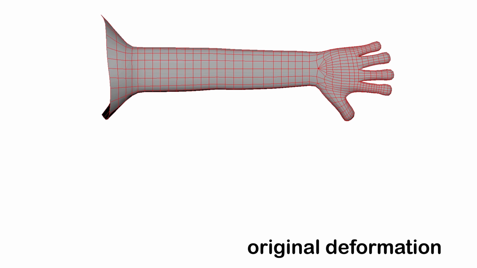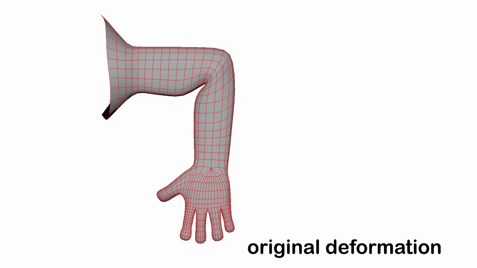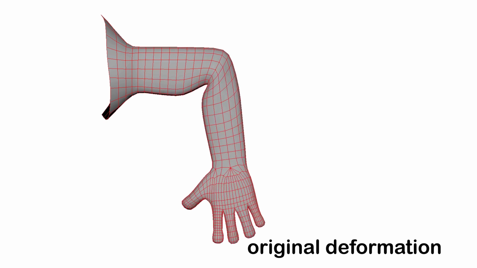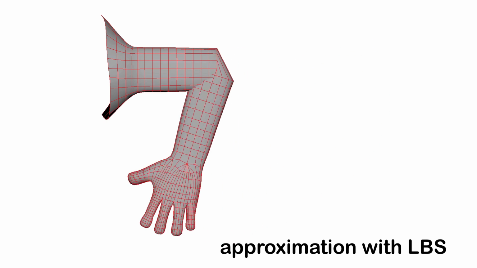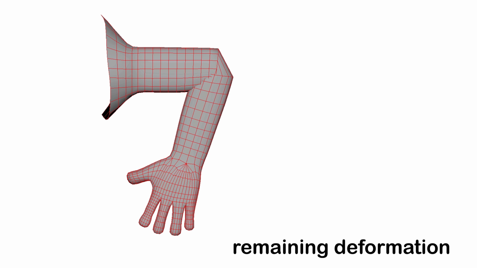In this example, we explain how our method can approximate the mesh deformations of this arm. We first use the underlying bones and joints to approximate the deformation using linear blend skinning, with each vertex assigned to a single bone. The remaining deformation shown here is approximated using deep learning methods.